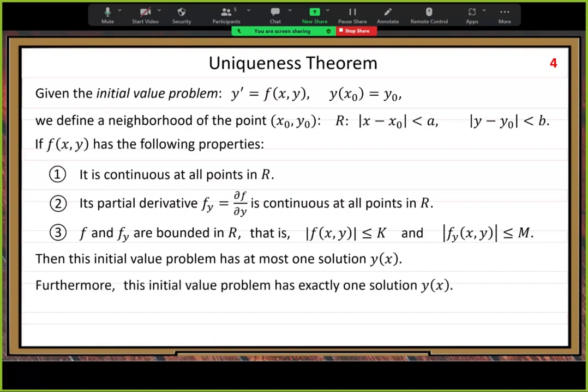Furthermore, this initial value problem has exactly one solution, because the conditions already covered the existence case. So we have both existence and uniqueness, and that's why it has exactly one solution. That's the existence and uniqueness theorem.